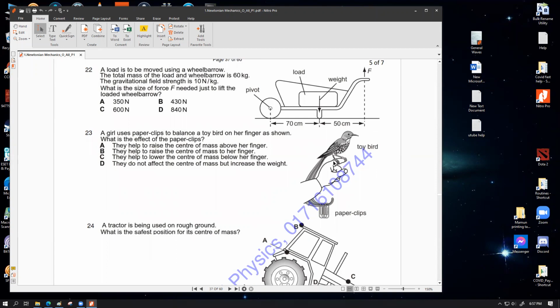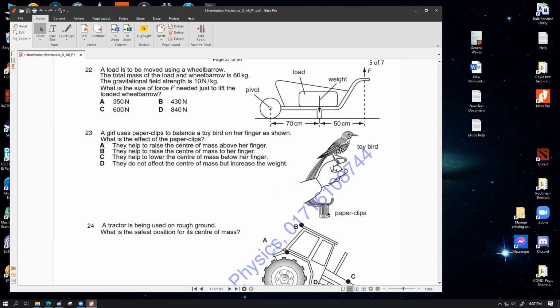So this toy bird is sitting on the person's hand, which means this hand is working as a support point, which means this toy bird can rotate about where it's sitting. So it can rotate about my finger, left and right. If we apply more paper clips over here, I'm making the lower part heavier, which means I'm bringing the COG further down, further down, further down.